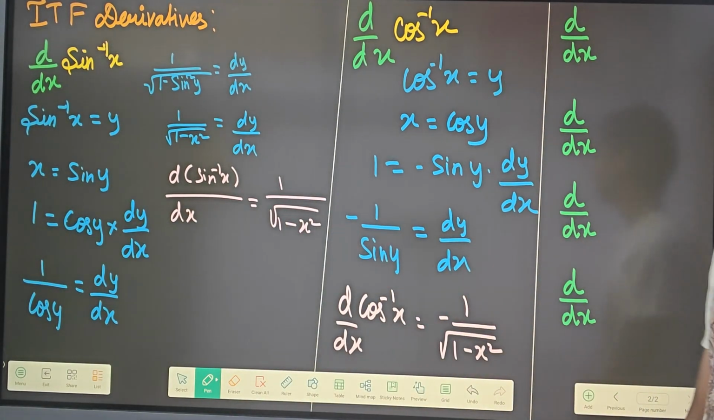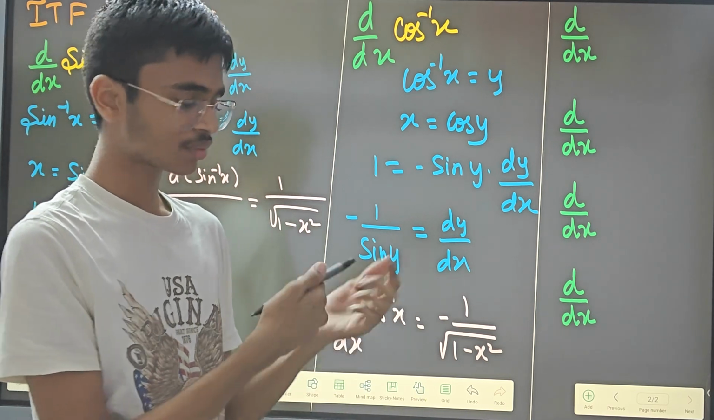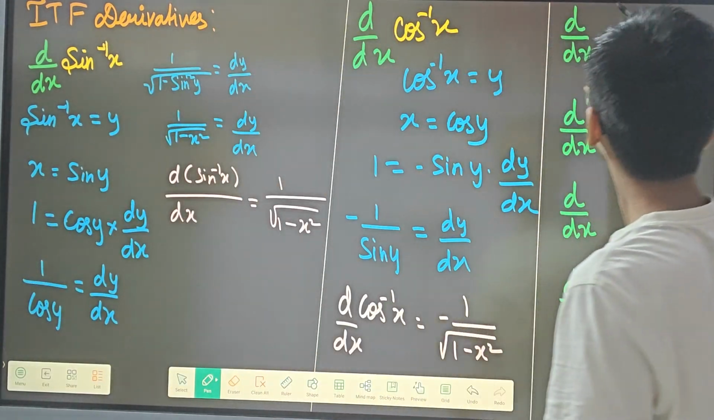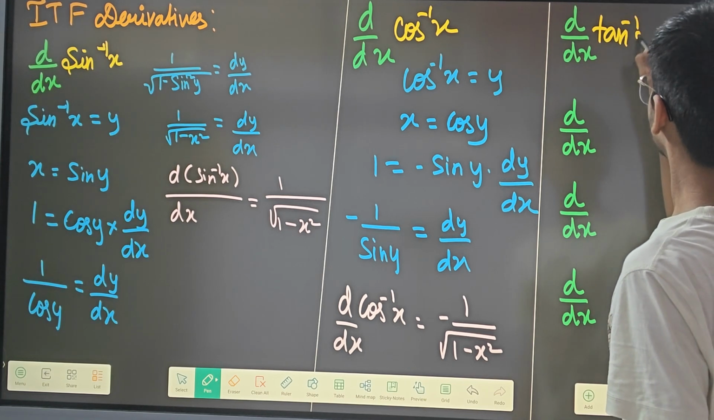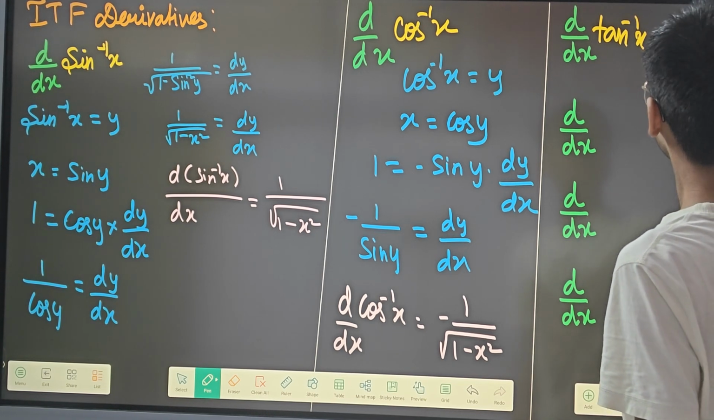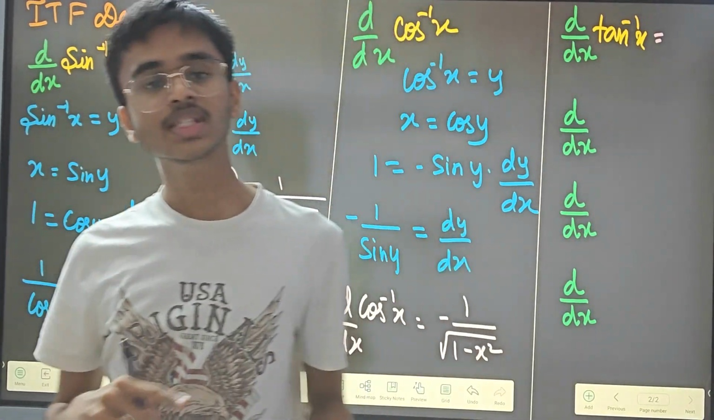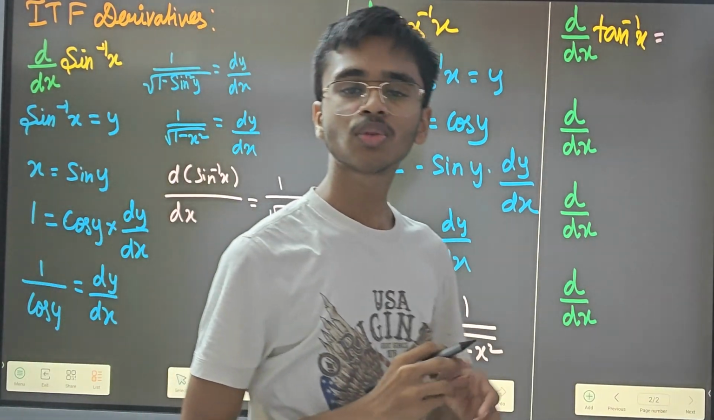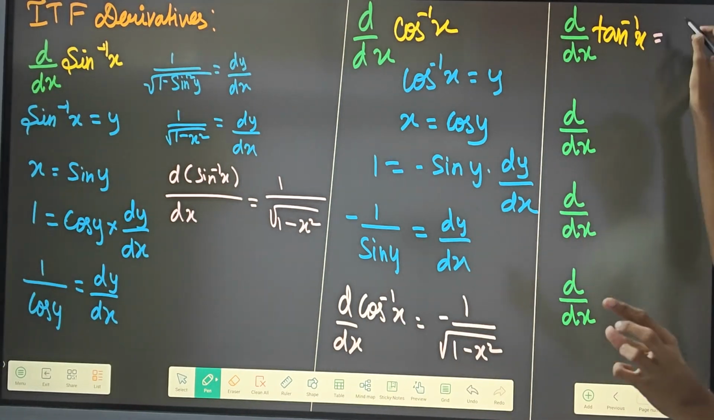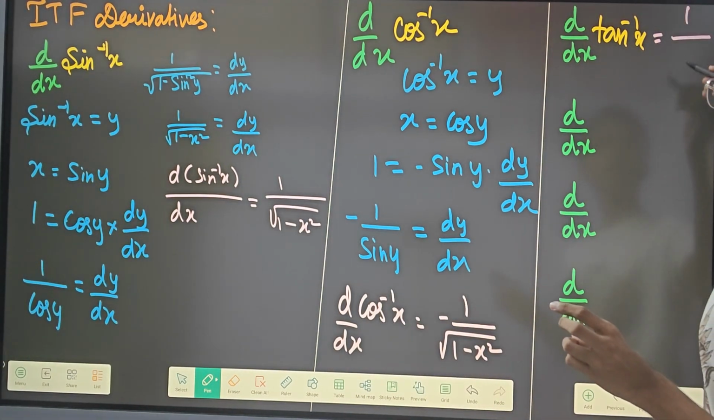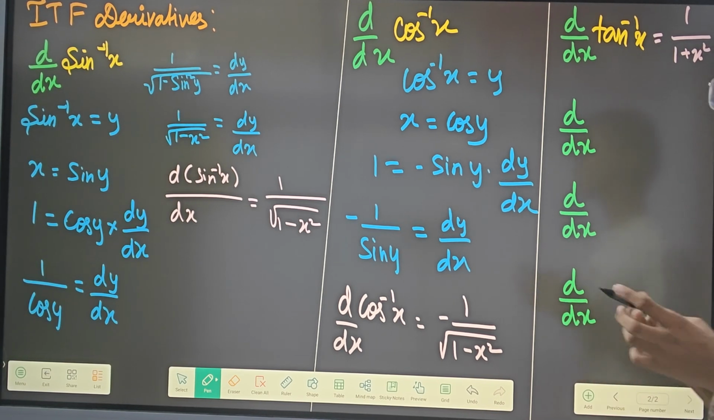Okay, so first is d by dx of tan inverse x, which is equal to 1 by 1 plus x square. Note this one point: for every inverse trigonometric formula's derivative there will be a root, that is compulsory, except for tan and cot.